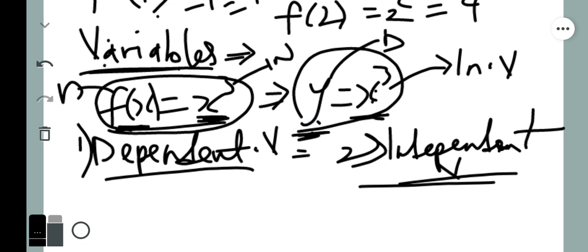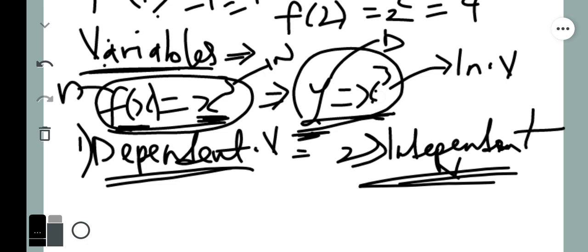So here goes what we are looking at, which is dependent and independent variable. This is basically what you need to know under variables. It's very important. You need to know which one is dependent and which one is independent, especially when you are dealing with calculus problems, ODEs and the likes.